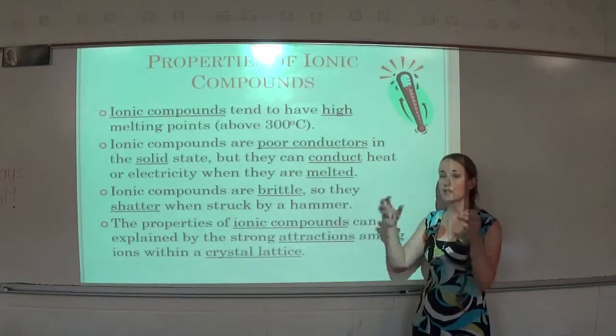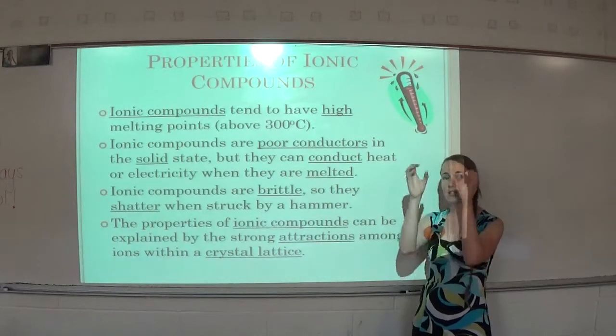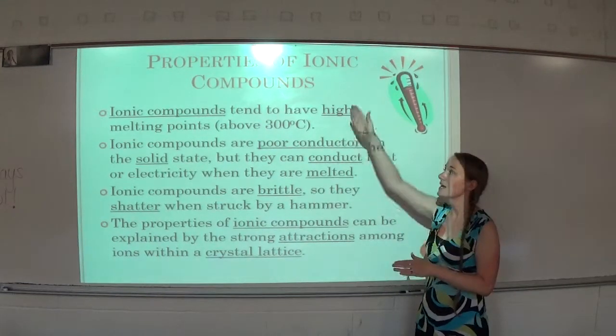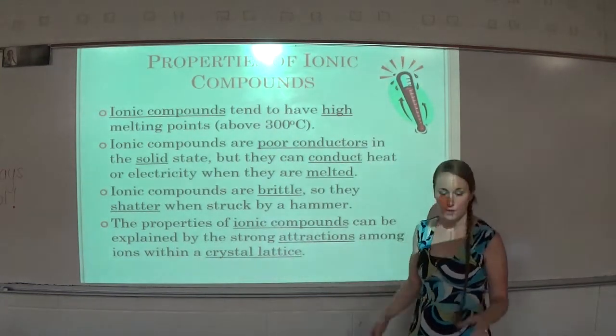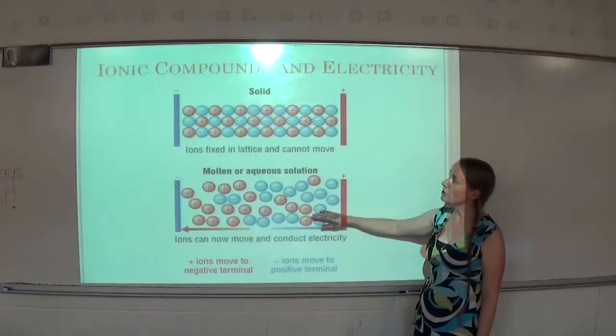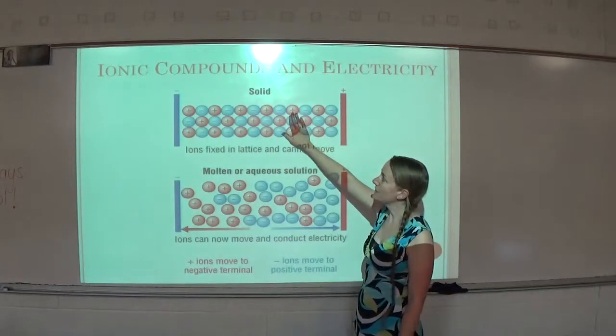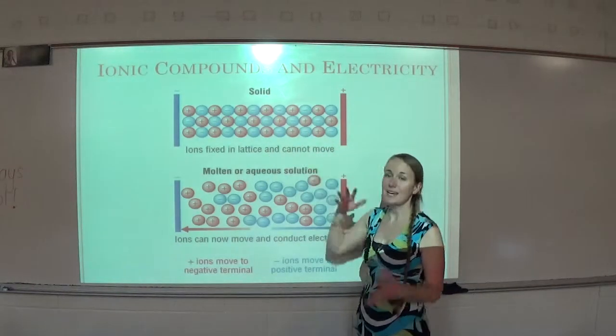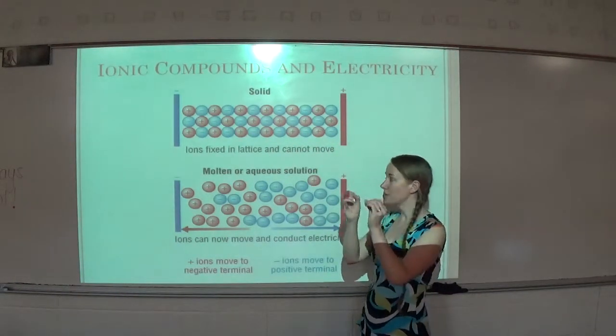So because those ions have those strong attractions and they're fixed in that crystal lattice, that's why they have the properties that they have. So this is just an example of what I just showed you. Here's an ionic compound in its solid form, so the ions cannot move. They vibrate in their fixed location.